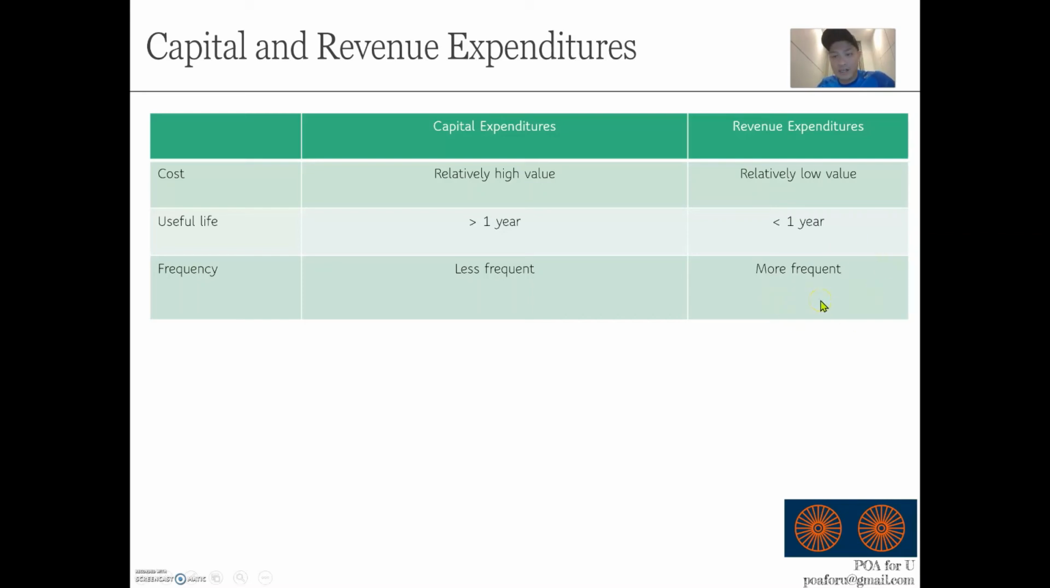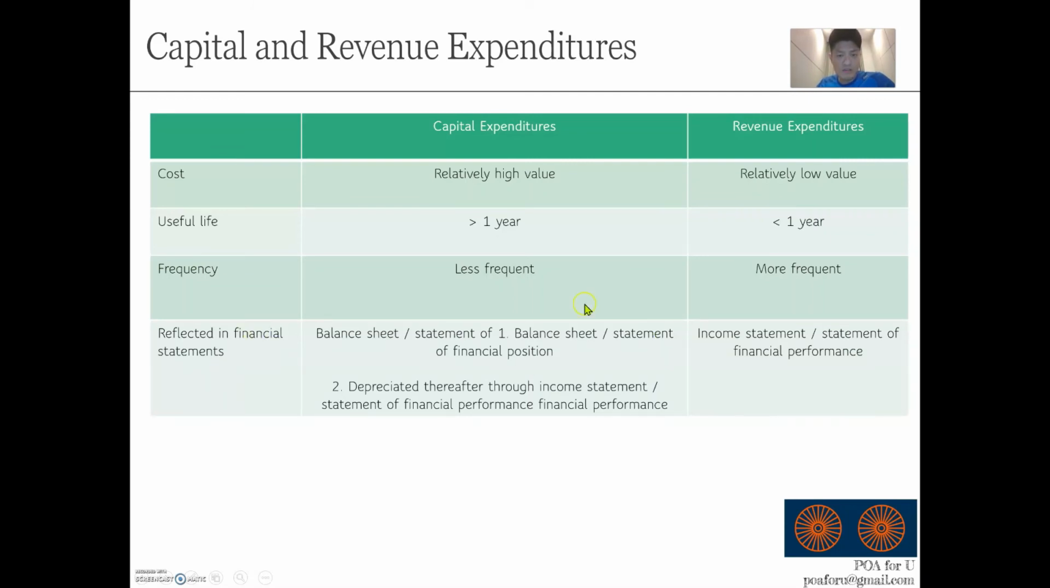Revenue expenditures, on the other hand, would be things that you're likely to buy more frequently. Like if you pump petrol in your motor vehicle, it's going to be every week or something like that, right? Where it's reflected in the financial statements for capital expenditure, it's first parked in the balance sheet. So for example, if you think about motor vehicles at cost, it's first parked in the balance sheet as cost of your fixed non-current assets, and then every year it is depreciated through the income statement or the statement of financial performance. That's kind of how it's reflected, right? But for revenue expenditure, it goes straight into the income statement or statement of financial performance.